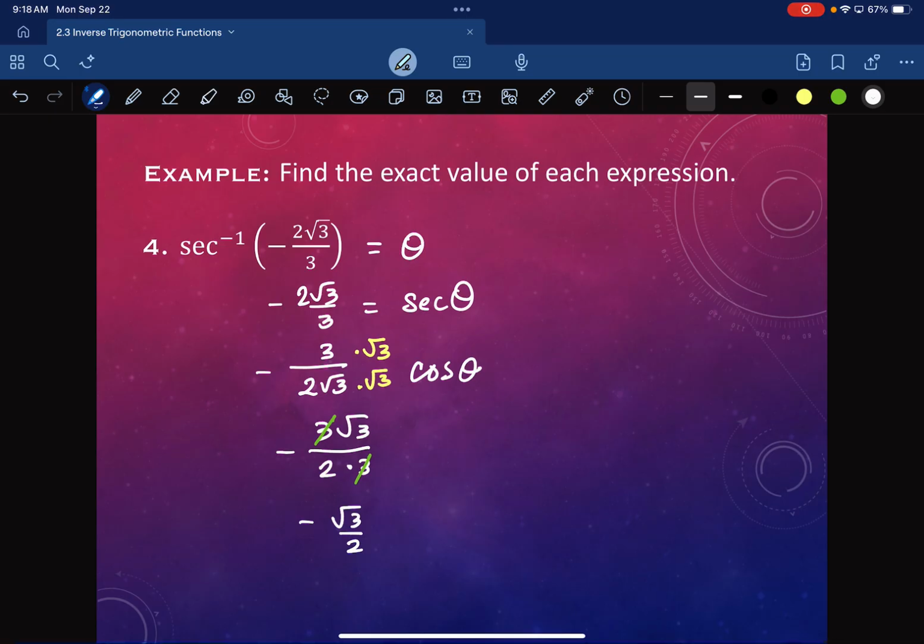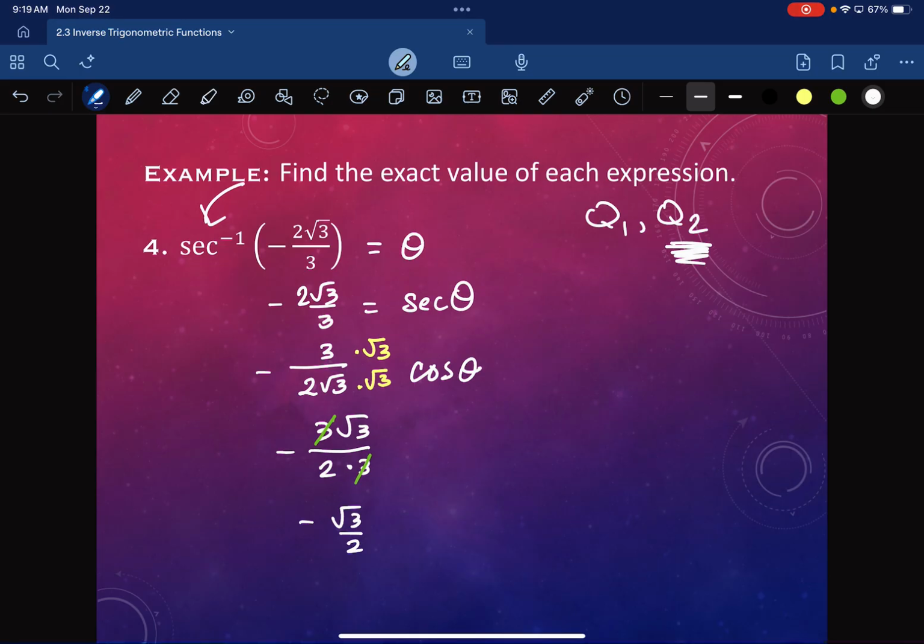Now, what quadrants am I in for secant? It's always quadrant 1 and something else. Quadrant 1 and 2, right? For secant. So this is a secant value that's negative. Which quadrant is going to have my negative secant values? 2, right? Quadrant 1 is always the positive. Quadrant 2 or 4, whichever one it is, is always going to be the negatives. So it's quadrant 2.